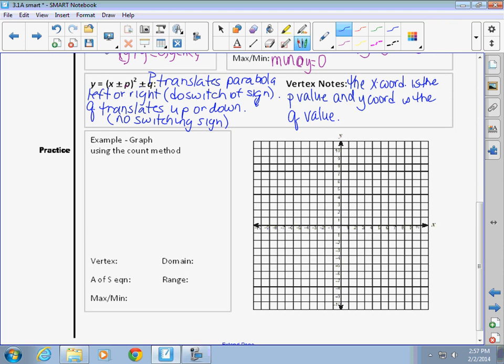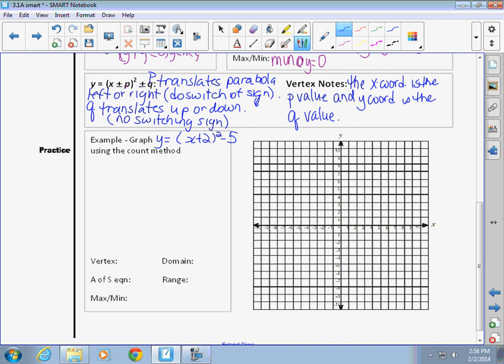So you can either follow me through as I'm doing this, or you can pause and try it on your own and then check it to see if you got the right answer. So the graph that we're going to try is y is equal to (x + 2) squared minus 5. So we want to use the count method for this. We're not bothering with a table of values, unless the question specifically says to, because it takes way too long.